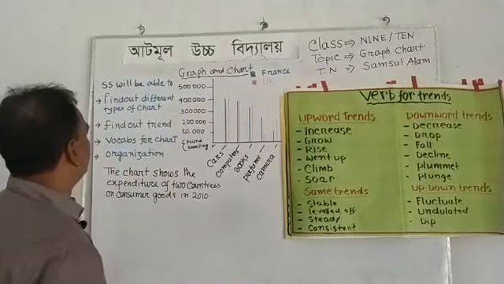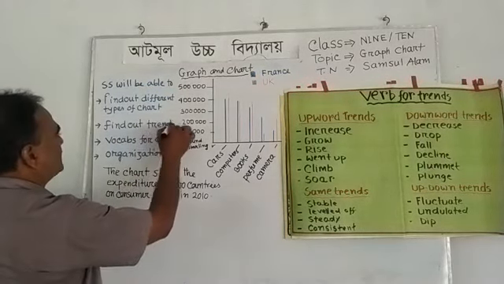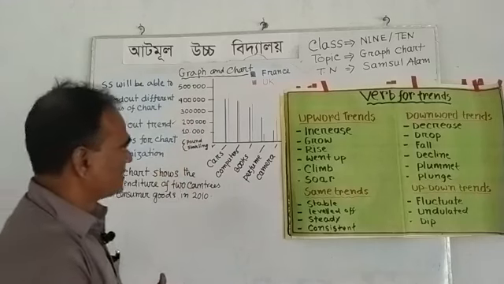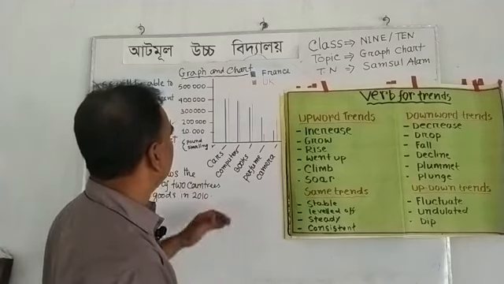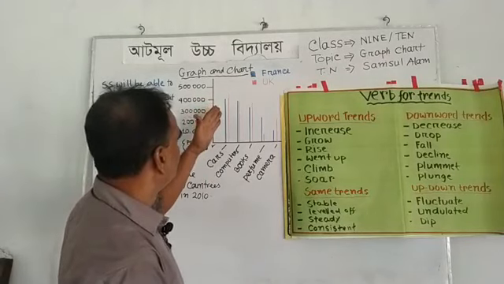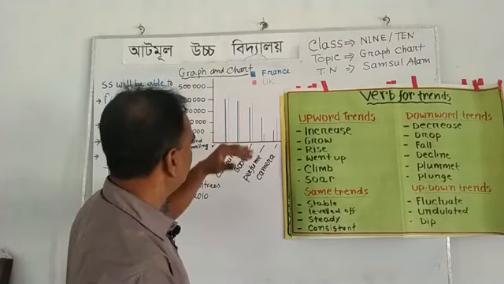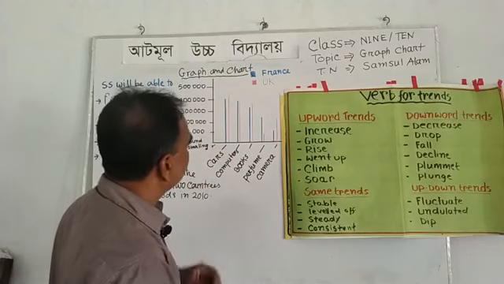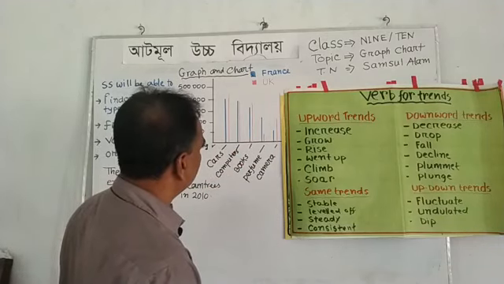Then we will learn what a trend is. A trend is the changing of data, going up or down. So trend is a changing of data in a chart.